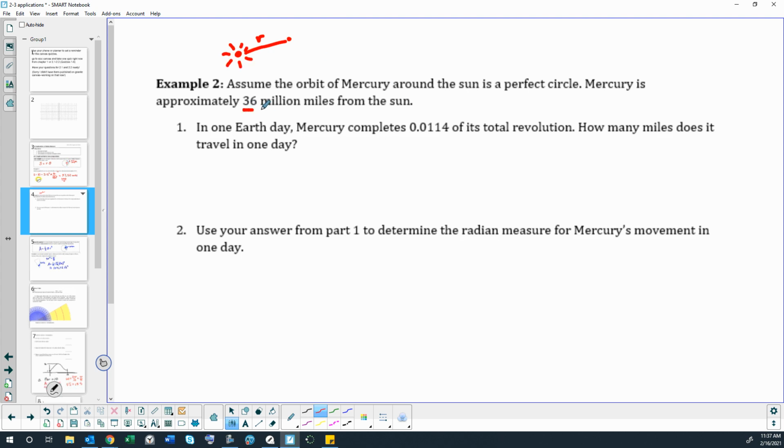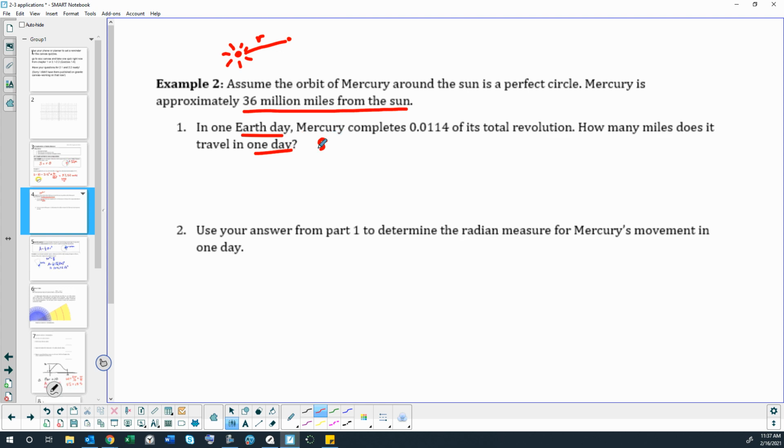So that's 36 million miles. All right, in one Earth day, Mercury completes 0.0114 of its total revolution. How many miles does it travel in one Earth day, right? Because Mercury days would be different than Earth days. So we've got to convert. We're finding the arc length, correct?